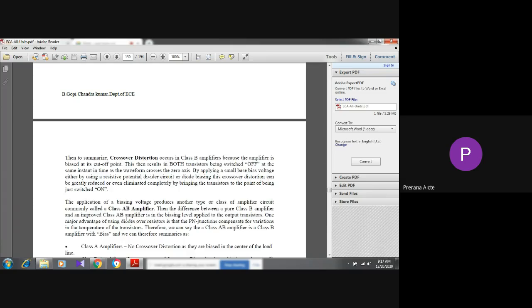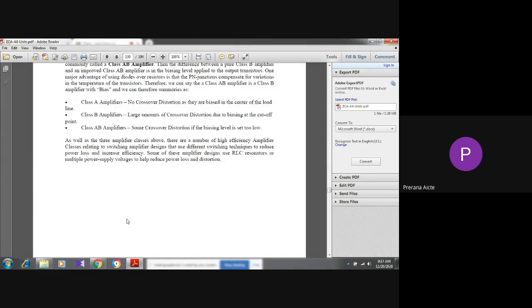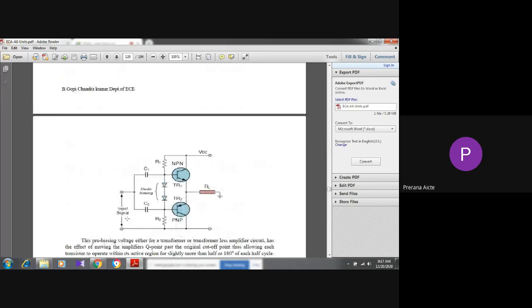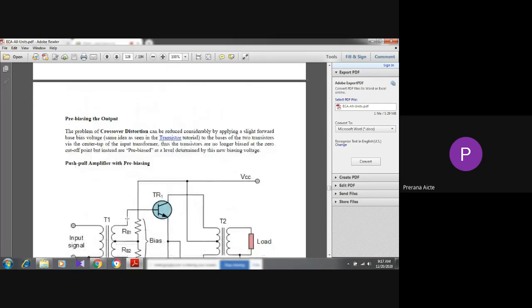So this is about power amplifiers. Till now, we have discussed four types of power amplifiers: class A, class B, class C, and class AB. So what is the difference between the four amplifiers? In class A, the conduction angle is the full cycle, that is 360 degrees, and the position of the Q point is the center of the DC load line.